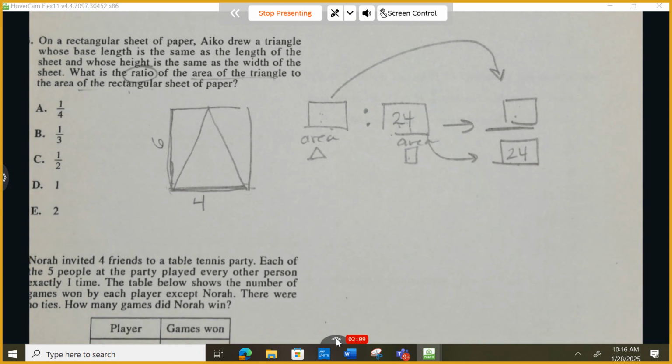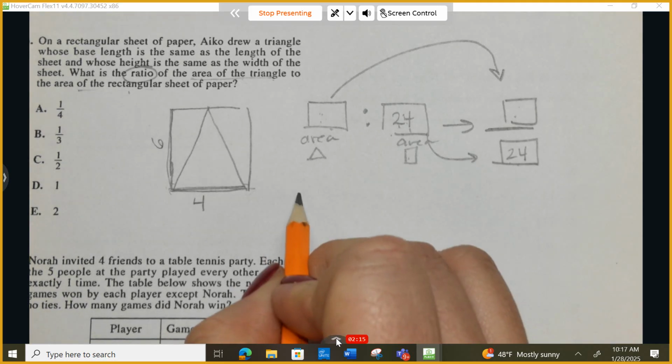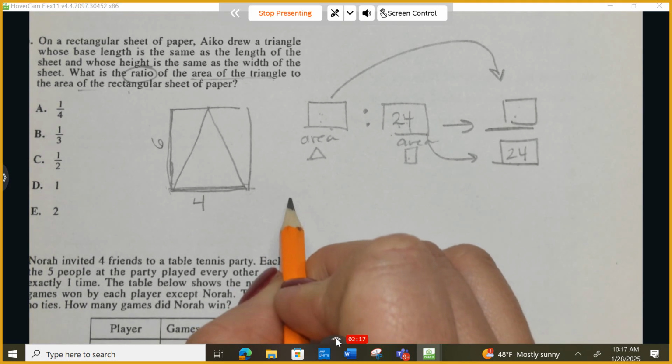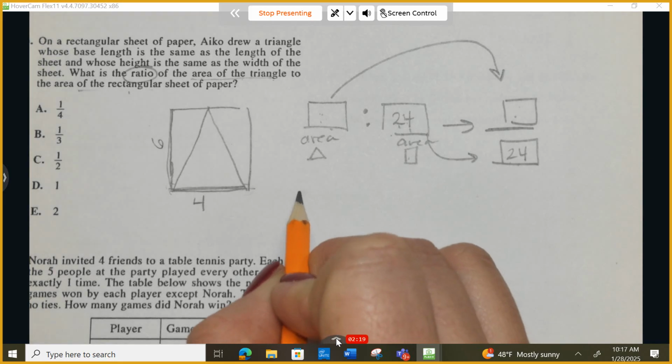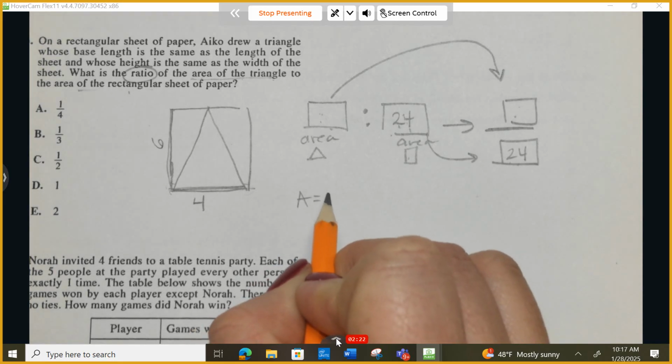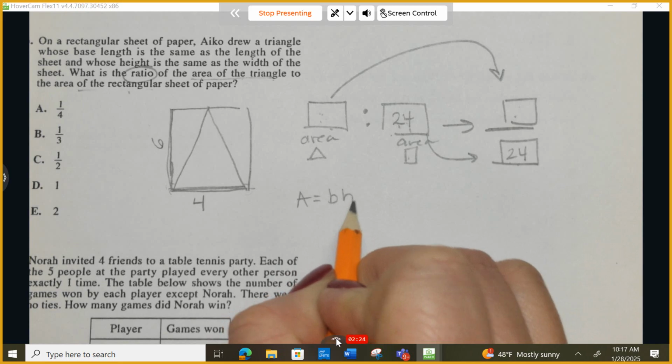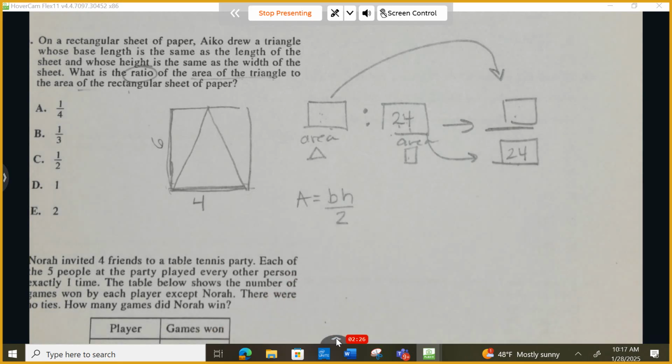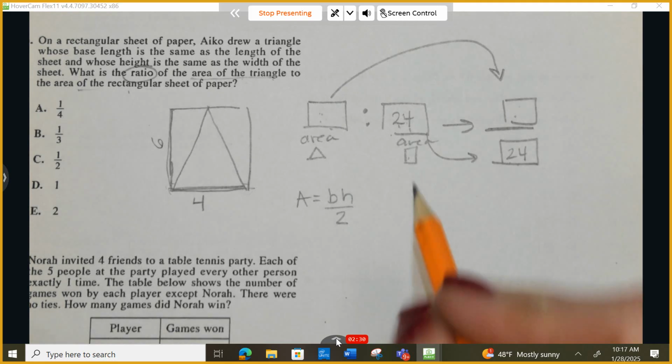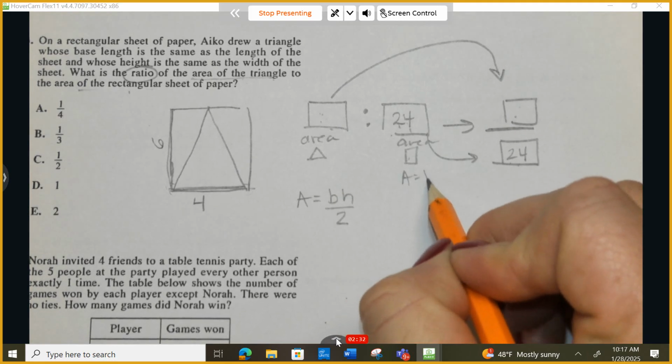Now I need to figure out the area of a triangle. Who remembers what the formula for area of a triangle is? Okay, that's great, but that is going to be all the interior angles. Area of a triangle, write this down, you need to memorize this, is base times height, and then you divide it by 2. You take the base times the height and divide it by 2. Again, area of a rectangle is simply base times height.